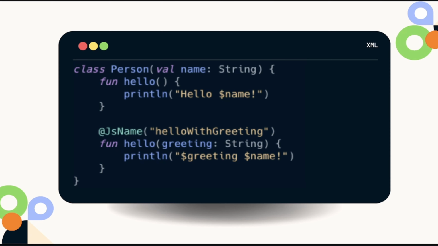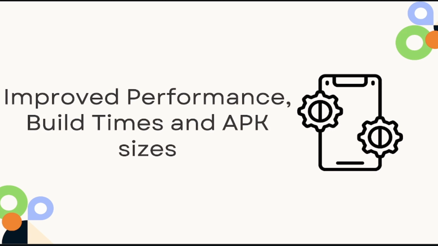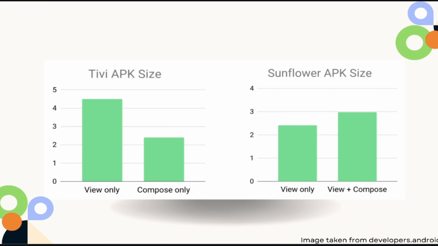The sixth and most important point that Jetpack Compose provides us is improved performance, improved build times, and reduced APK sizes. Google confirmed that it saves time and gives better performance than other Android view systems. Some notable Android mobile applications were tested by Google to confirm how powerful Jetpack Compose is and the benefits it would bring to the business market.